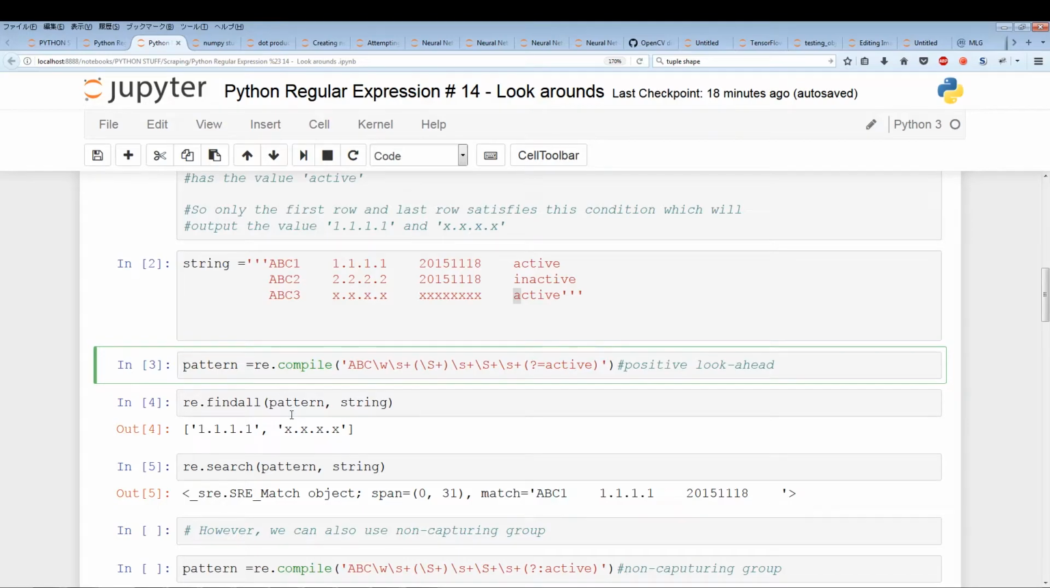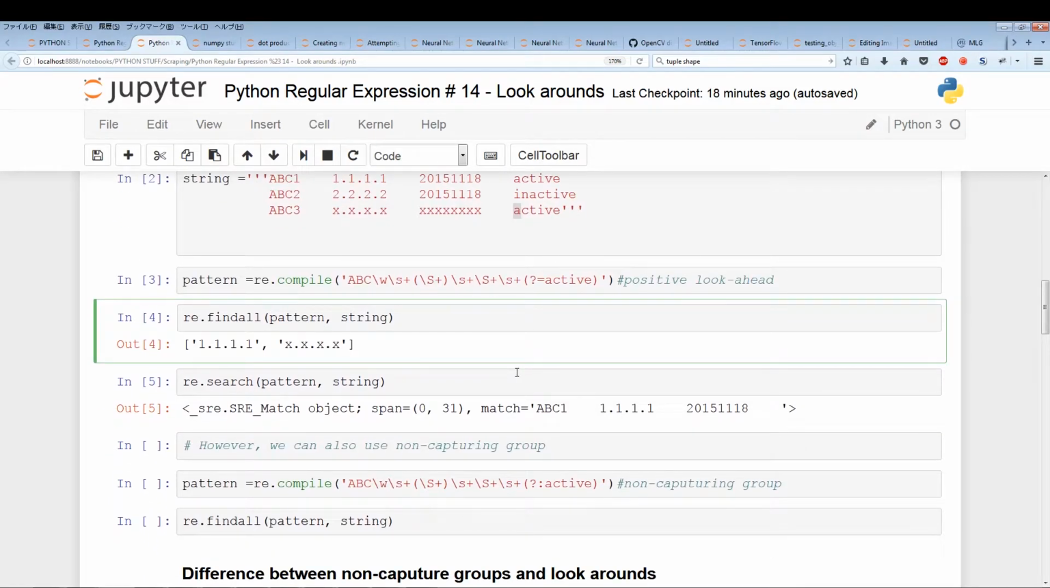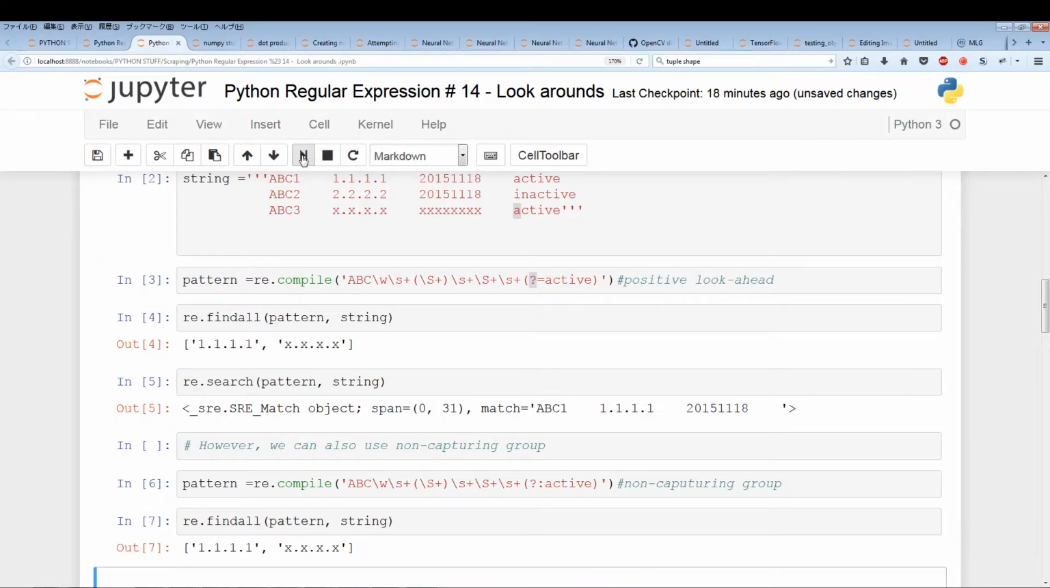Okay, so with re.findall, we were able to pull out these two. Of course, there are many different ways we can do this. I'm going to show you another way, which is using a non-capturing group. In this case, a non-capturing group works as well. The syntax is very similar: we have a question mark and a colon, versus a question mark and an equal sign. So you have to be very careful. This is a non-capturing group. This is a positive lookahead. Now if we use this pattern, this also works in this case with re.findall.